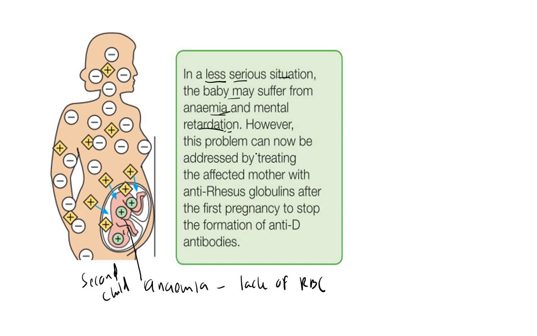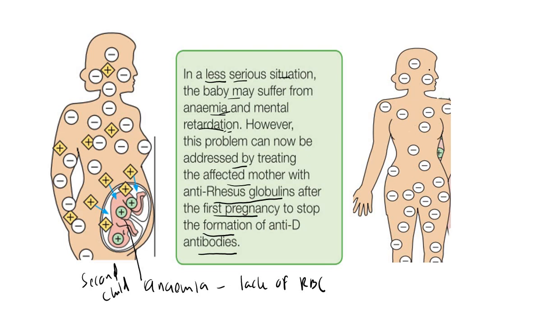However, this problem can now be addressed by treating the affected mother with anti-rhesus globulins after the first pregnancy to stop the formation of anti-D antibodies. So when the doctor checks and the mother is Rh negative, usually after the first pregnancy the doctor will give this mother anti-rhesus globulin, to make sure to stop the formation of anti-D antibodies.